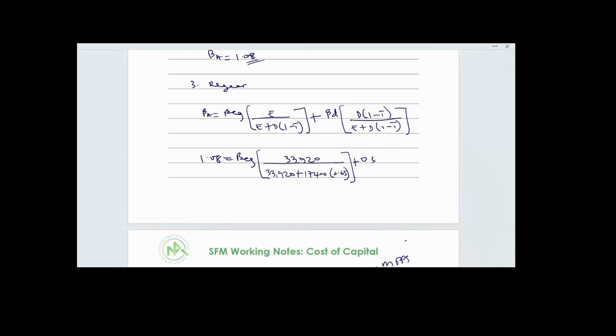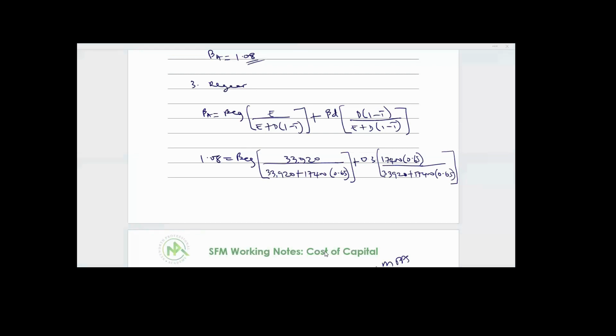0.3 multiplied by debt value is 17,400. We are accounting for 65. 33,920 plus 17.4 multiplied by 0.65. At times, the tax rates for the proxy company and the main company may be different, so you have to be careful. So with this, I will then bring out my calculator, doing one after the other.